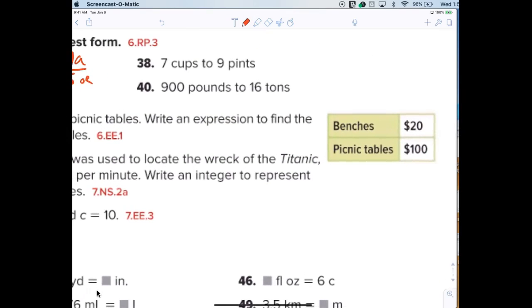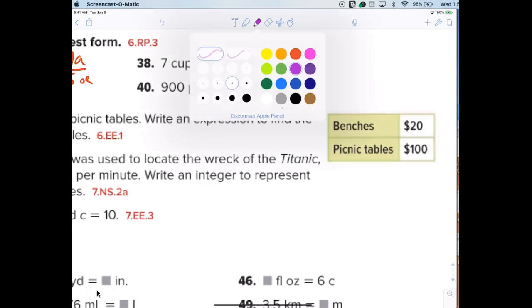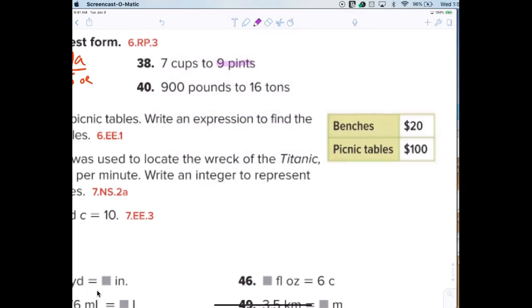There was a relationship between a cup and a pint. Sean, do you remember? Anybody else? I think it's 2 to 1. 2 cups for every pint. So if I have 9 pints, how many cups is that?